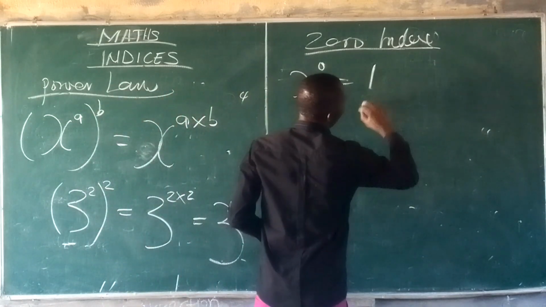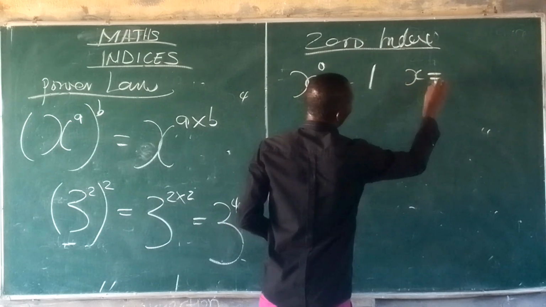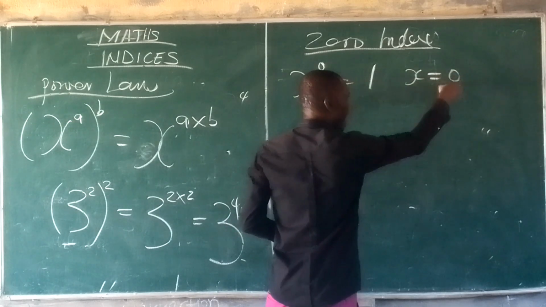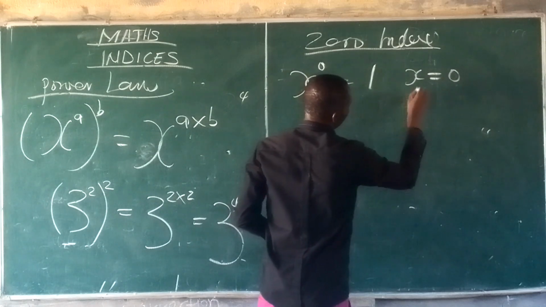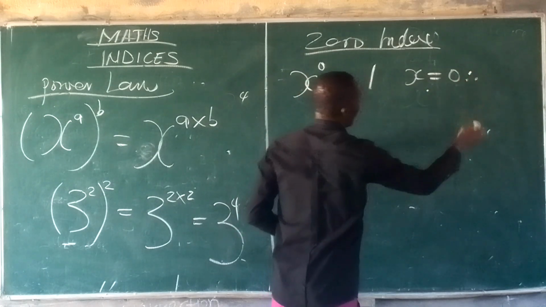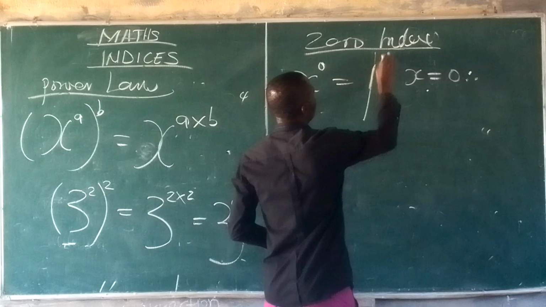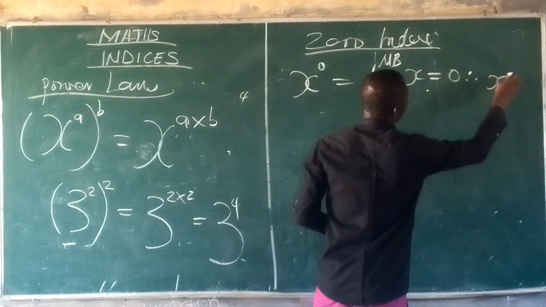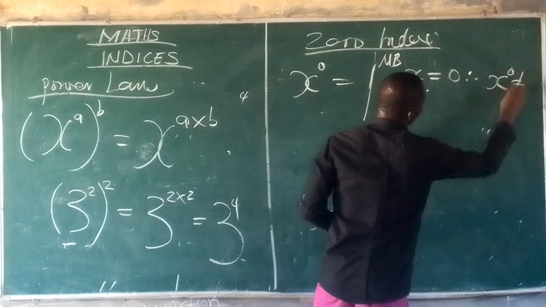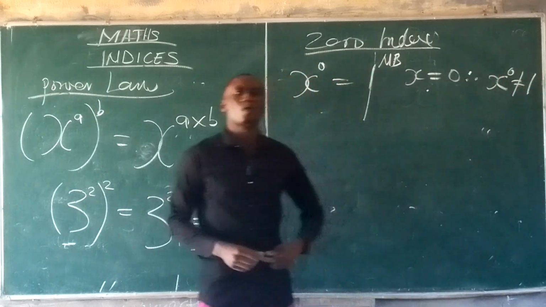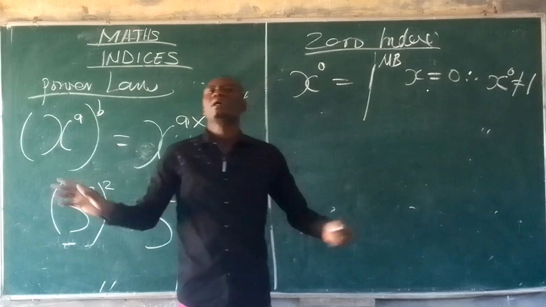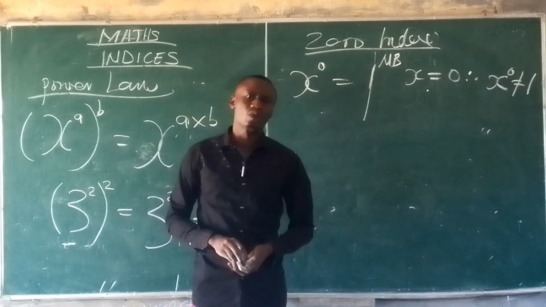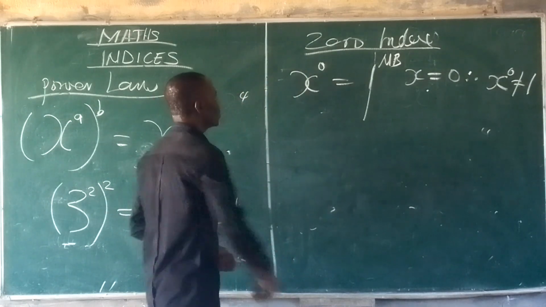That means that if x is equal to 0, that is an exception. Note, if x is equal to 0, then 0 to the power of 0 is not equal to 1. You have to note that. Let's go to the next one.